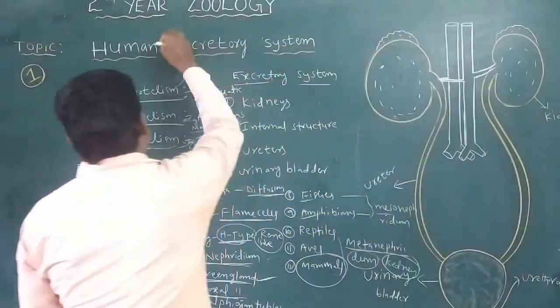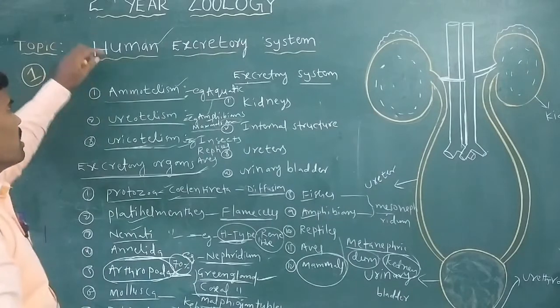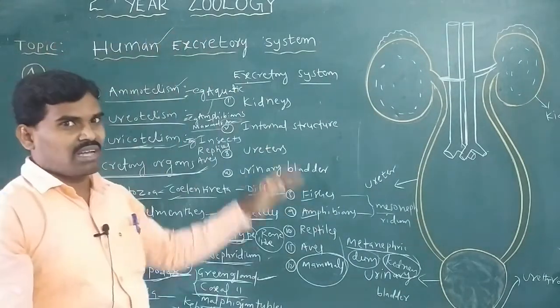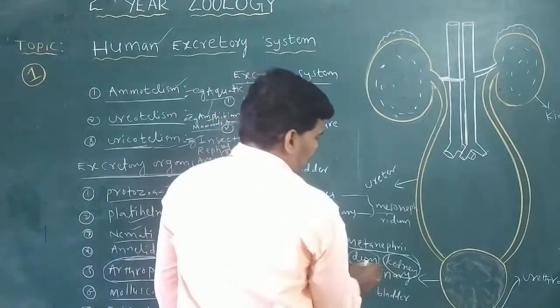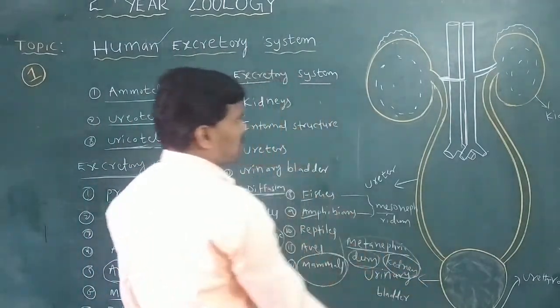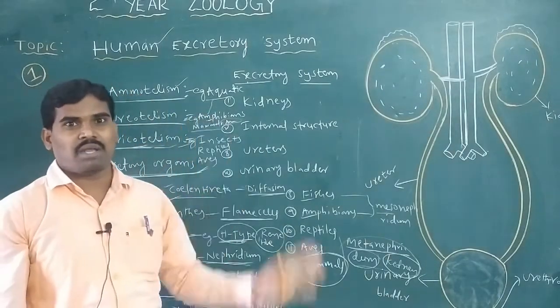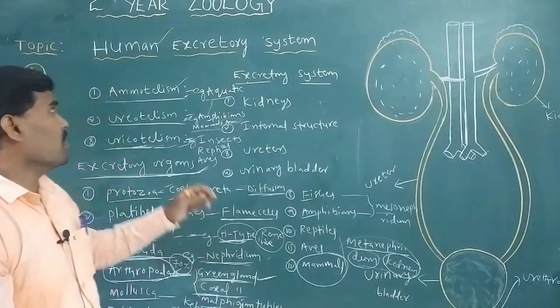Human beings. Human means mammals, the mammals including the human beings also. Human beings, which type of excretory organs? Metanephridium type of kidney is present. So human beings, how many pairs of kidneys? Only one pair of kidney is present in the human beings.